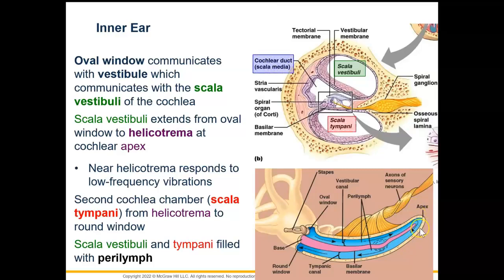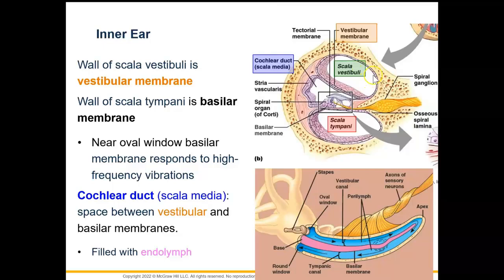So the scala tympani is going to be this region down here, again filled with the perilymph, and you can see the cross section over here. And the scala tympani can be found from this helicotrema over to the round window. So the reason we have this round window here is because we do need this fluid to displace just a little bit. The scala vestibuli and the tympani, once again, are filled with the perilymph in blue.